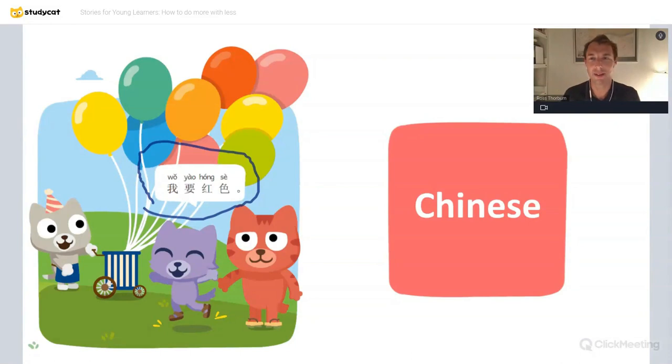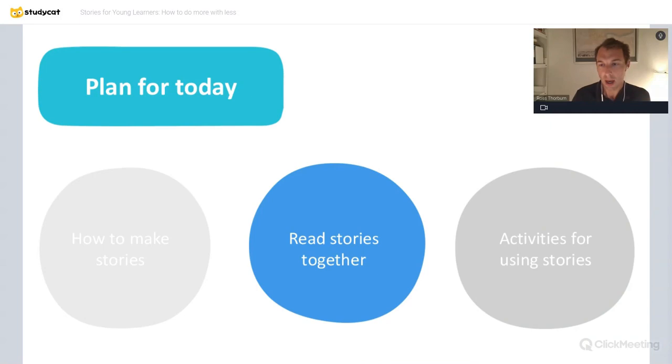And many arguments about that. But this ended up being like 我要红色, which I guess is closer to saying I want red, I suppose. But I think in Chinese, people rarely use the word for please. So that was how we translated those into different languages.